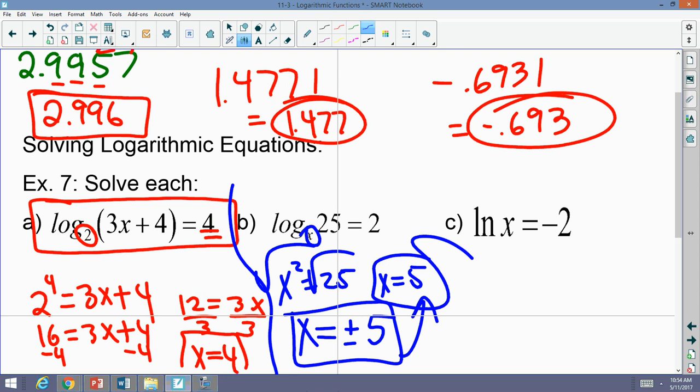And then I have ln of x equals negative 2. What's the base of ln? E, guys, isn't ln the log base e? So this is e to the negative 2 equals x.